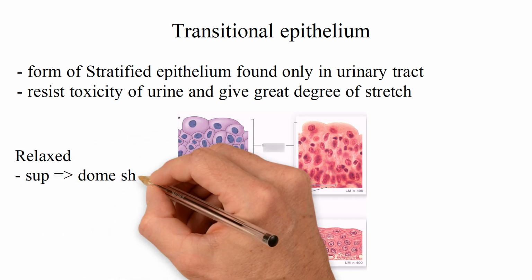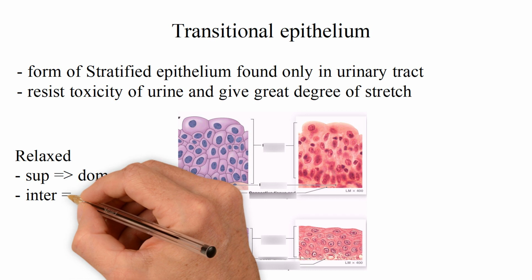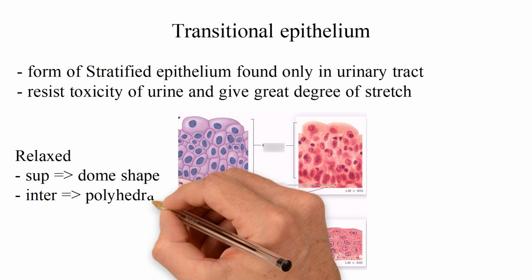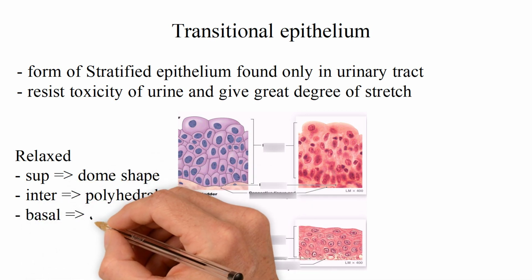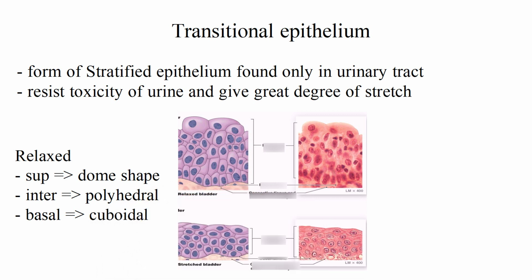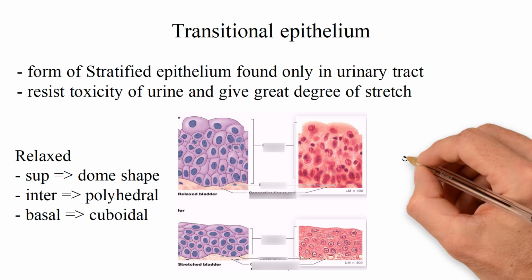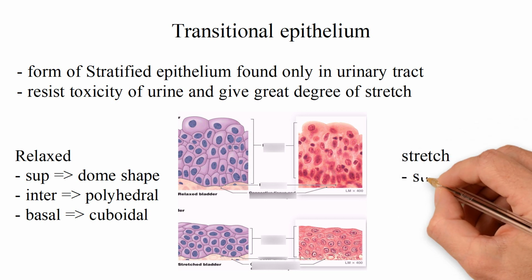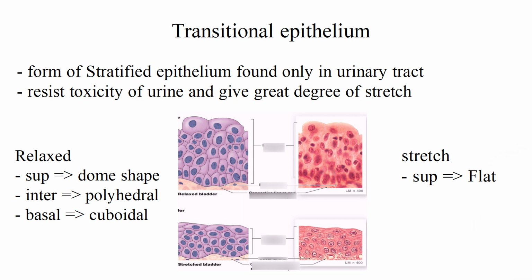When the urinary bladder is relaxed, as you can see on the first image, which is on the top, the superficial cells are dome shaped. The intermediate cells are polyhedral in shape, while the basal or the bottom-most cells are cuboidal in shape. While if the bladder is stretched, as you can see in the second image, the superficial cells have become flat, and the intermediate and the cuboidal cells have also become flat, and these changes are due to the stretch of the urinary bladder.